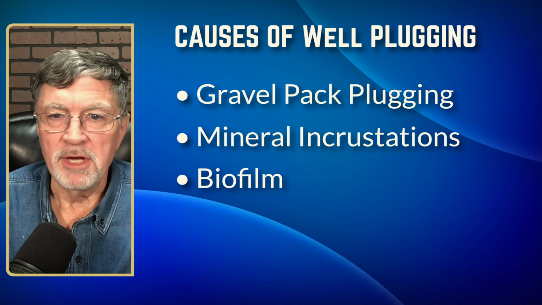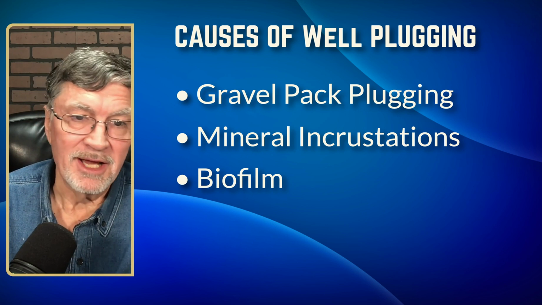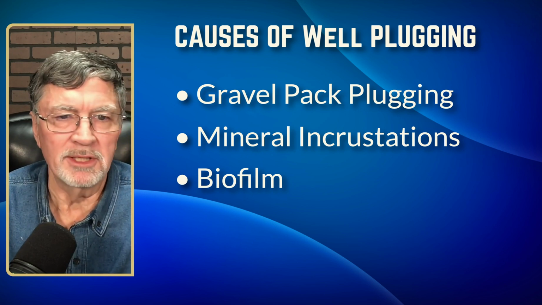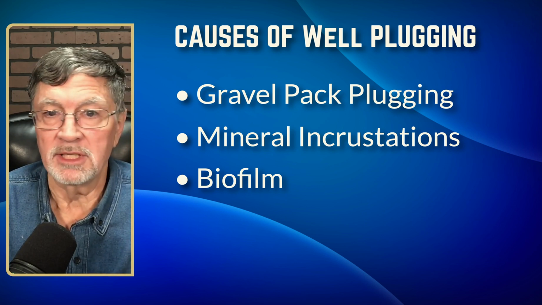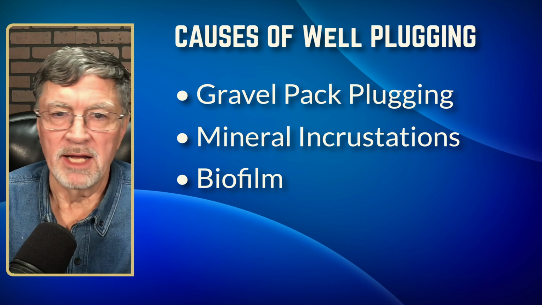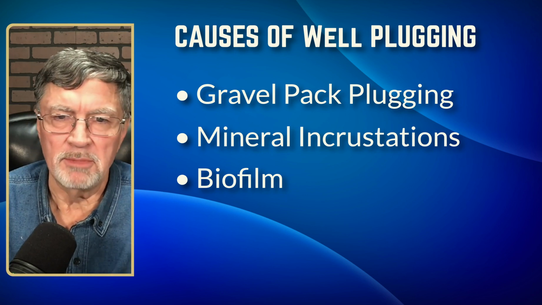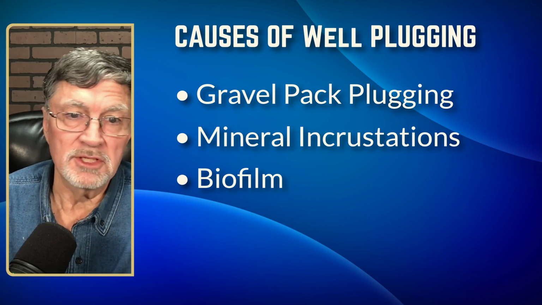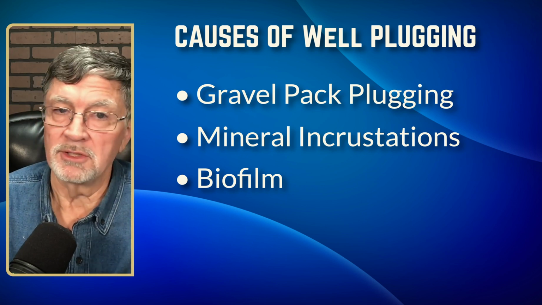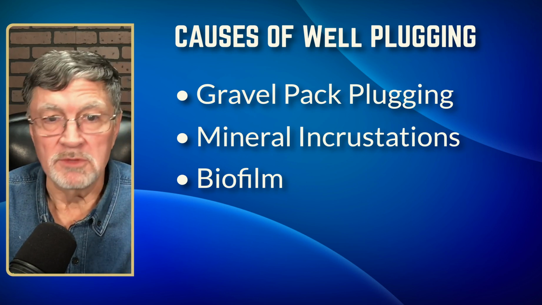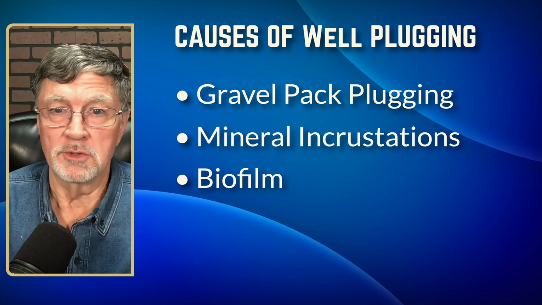And number three is really the biggie: biofilm accumulation from bacteria in the well. This really accounts for 80% of well plugging cases out there. So it's really a biggie that needs to be taken into account. This is the biofilm formed by different types of bacteria in the well. Generally, it's going to be an iron-related bacteria, but it could be things like sulfur-reducing bacteria. It could be things like slime-forming bacteria. But biofilm is actually a big factor in well plugging, which means we really need to pay attention to the microbiological aspects of our well water as well.